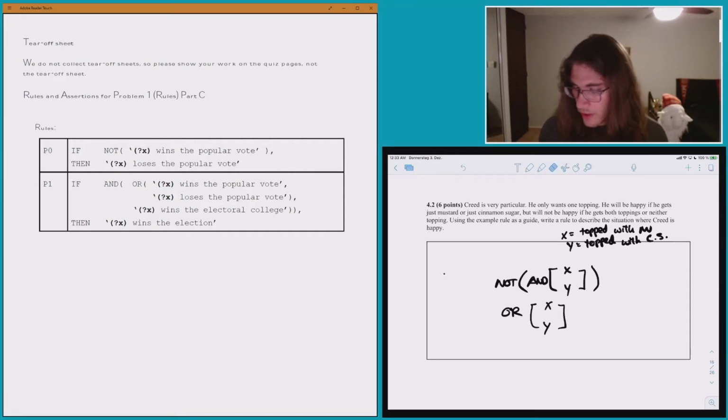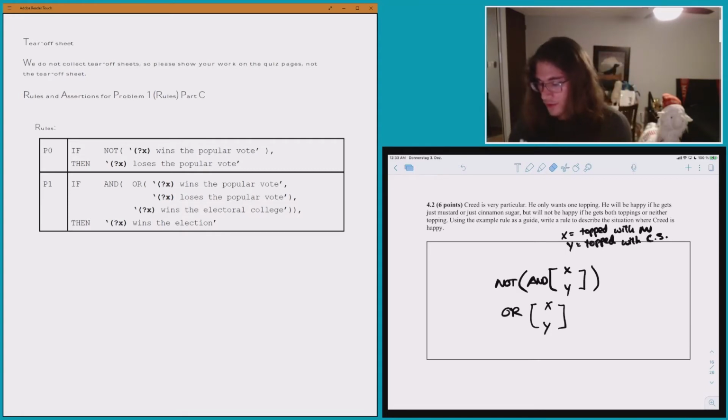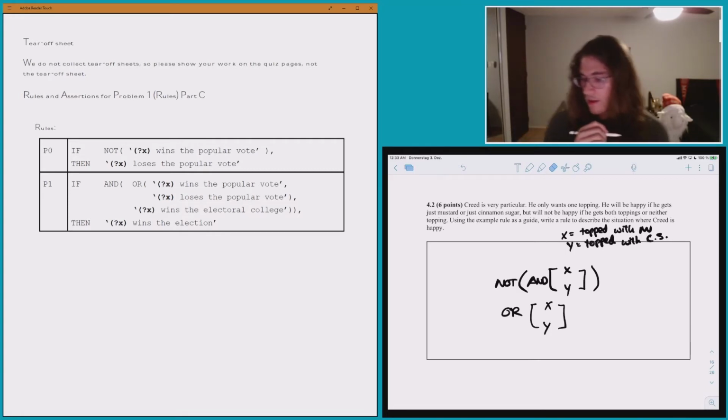Now let me stare at it a little bit more. So at the top I'm saying they should not both be there. At the bottom I'm saying either one or two of them, because OR is obviously true if either X or Y or both are true.